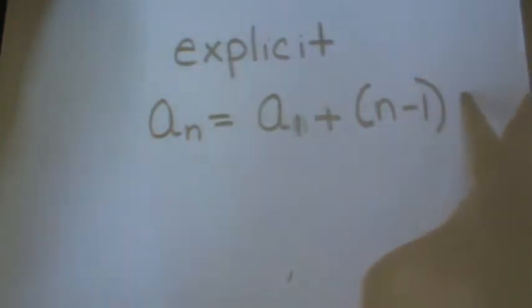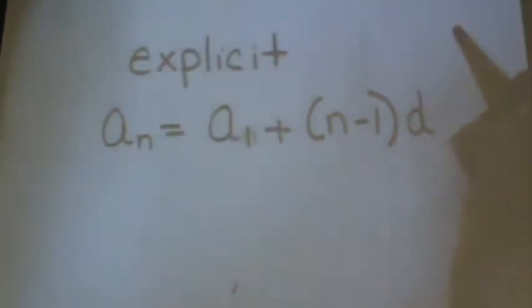The explicit formula for arithmetic looks like this. To find a term in the sequence, and this is in your notes, it's a sub 1. What does a sub 1 stand for? The first term in the sequence, plus n minus 1 times the common difference.